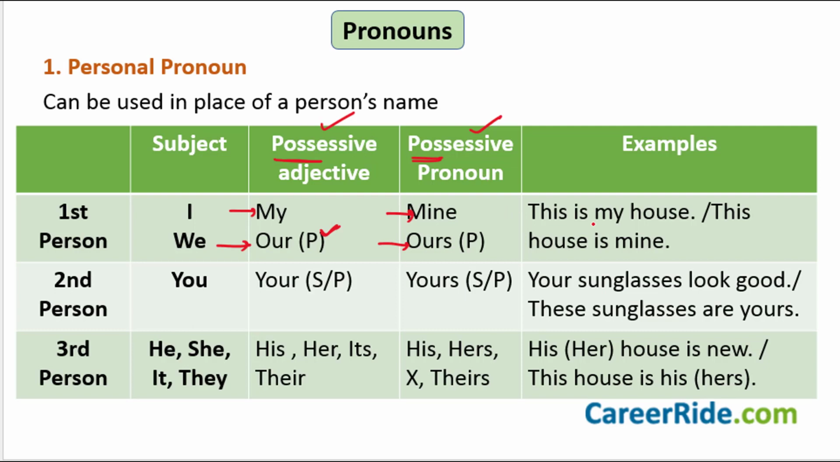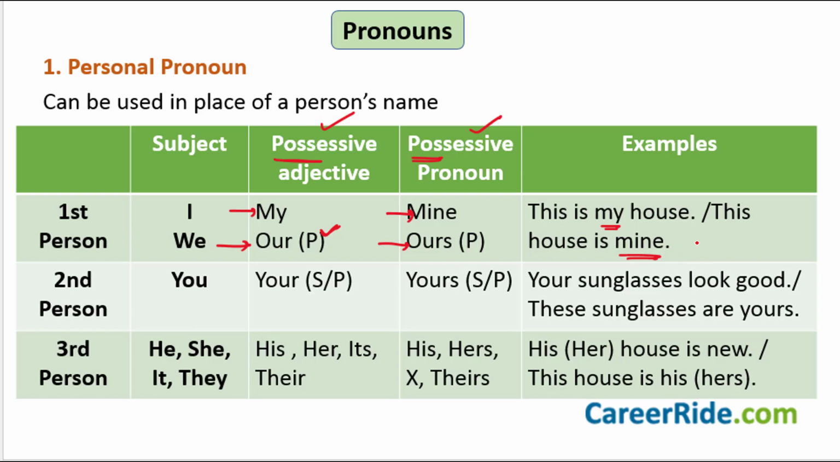Okay, so see these example sentences here. This is my house. Whose house? My house. Right? What is it? This is the possessive adjective at the moment. But if I say this house is mine, it becomes a possessive pronoun here.